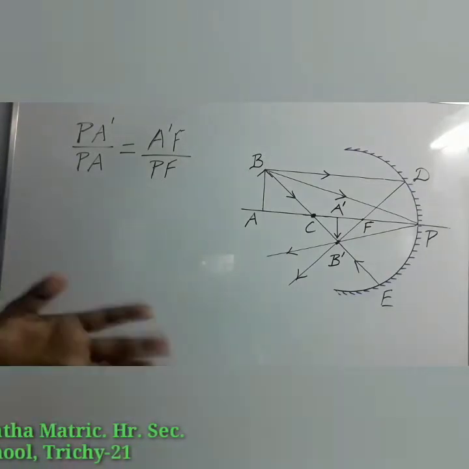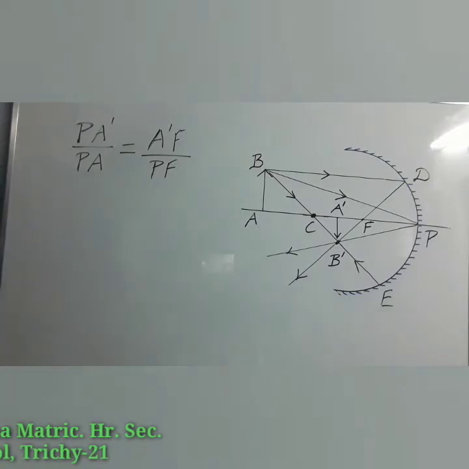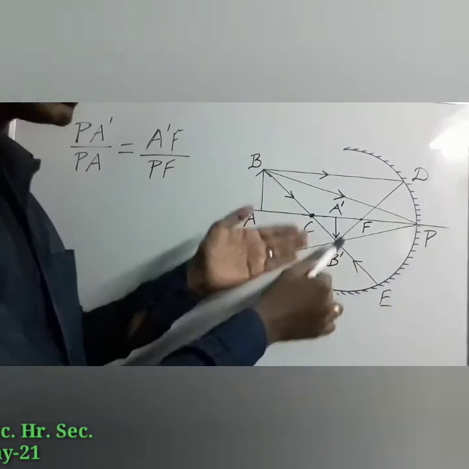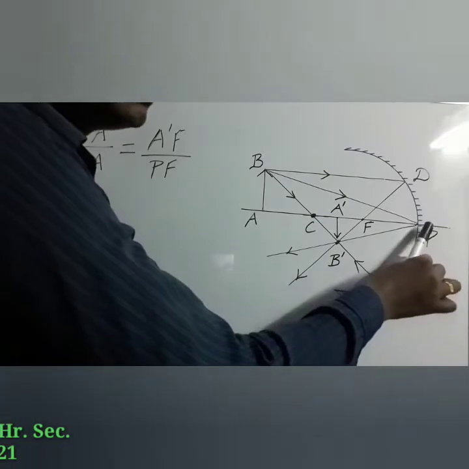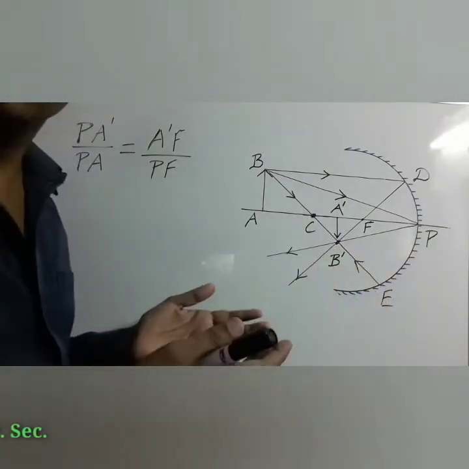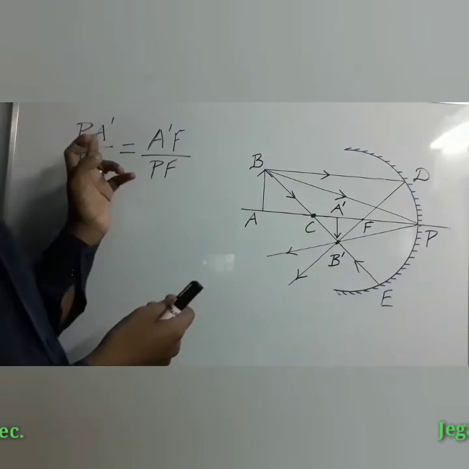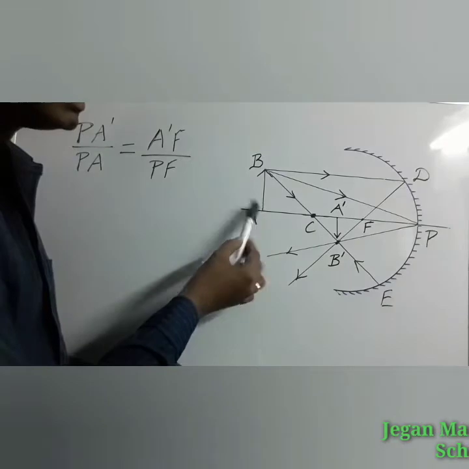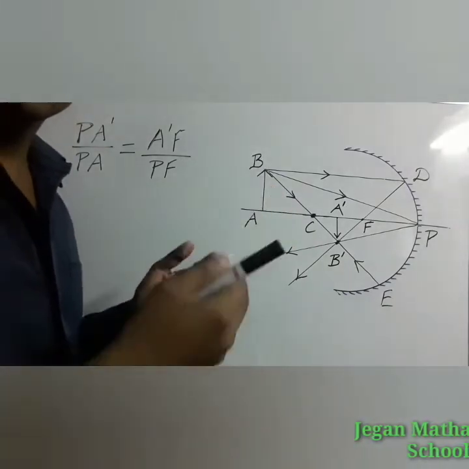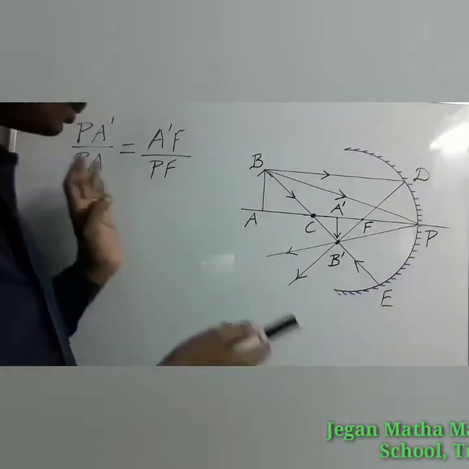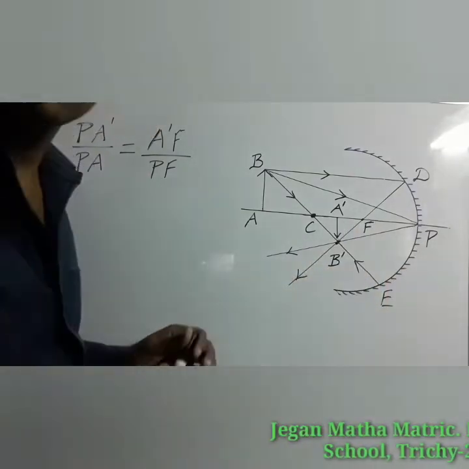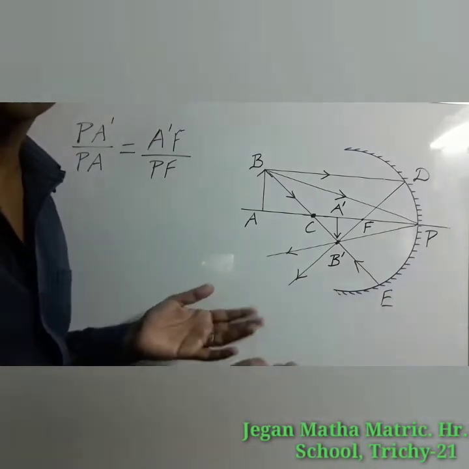We can apply the known values in the above equations. PA dash is the distance between the pole and A dash. A dash B dash is nothing but the image, so it is the distance between the pole and the image, which is known as the image distance v. So we know that value. PA is the distance between the pole and the point A. AB represents the object, so it is the object distance u. So we know the value of PA also. PF, the distance between the pole and the focus, we know already. That is the focal length, small f.